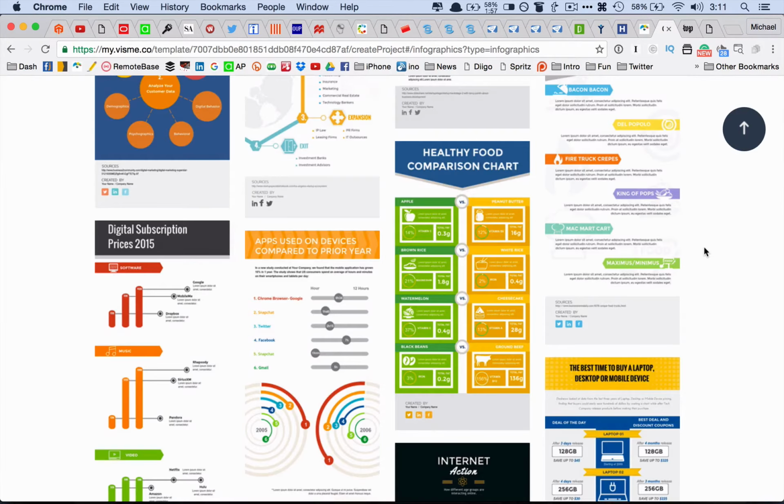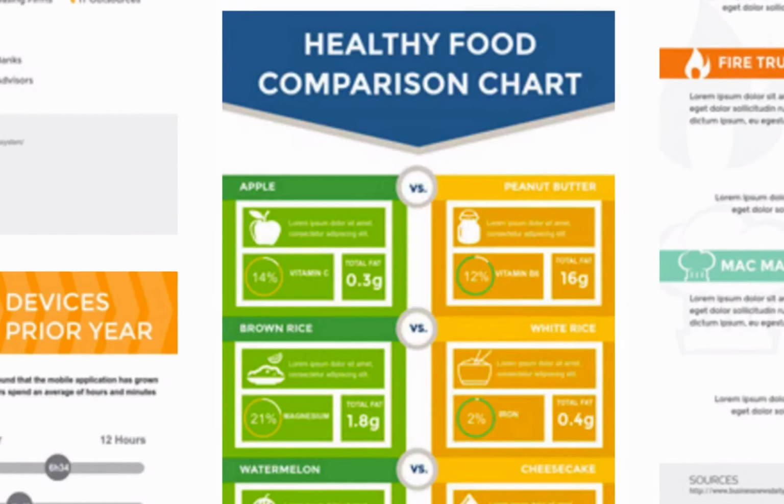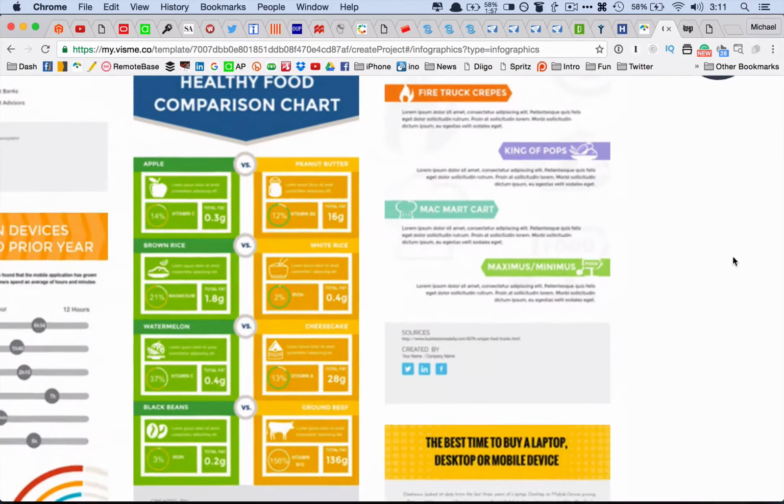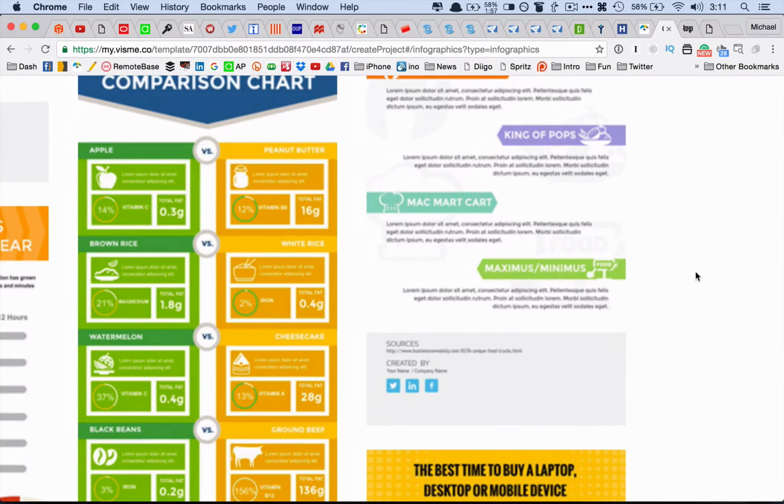And it looked like this. It was called the Healthy Food Comparison Chart. It doesn't matter that these 2 articles have nothing to do with food. When I saw the look of it, let me just zoom in a little bit, I thought, okay, that's the idea. It's got a little this side, apples versus peanut butter in this case. Okay, so that's going to be the raw component of the look of this infographic. So let me show you what I did.